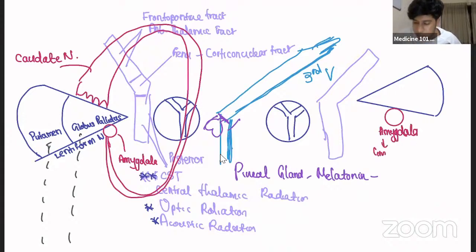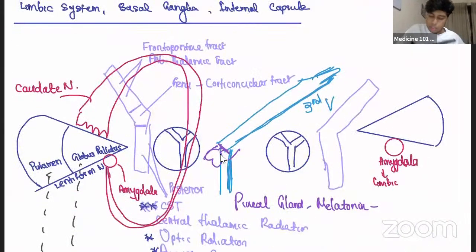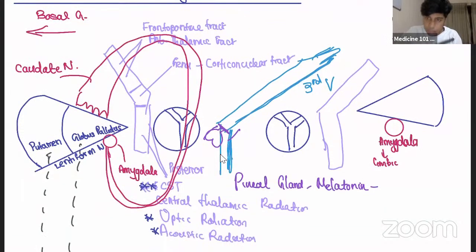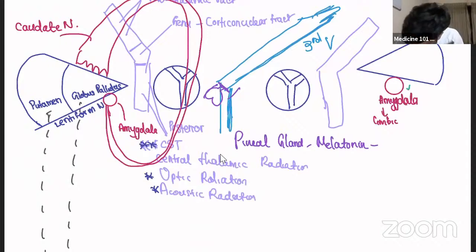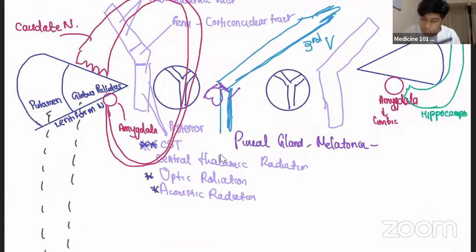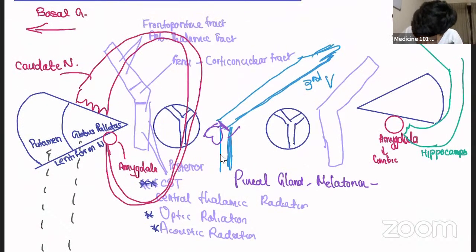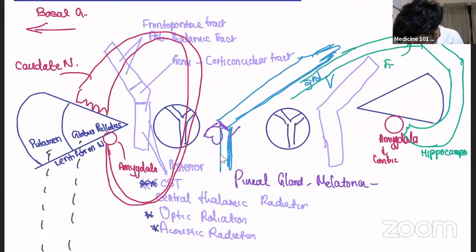It is a part of the limbic system. So what I did was, on this side, I drew the basal ganglia. And on this side, I will draw the limbic system. Okay. So there's the amygdala. And there's going to be the hippocampus, which connects to that. This is the hippocampus, which is attached to this amygdala, and it goes all the way in a structure. This structure is called the fornix. It goes above, guys. It goes from above to the mammillary bodies.